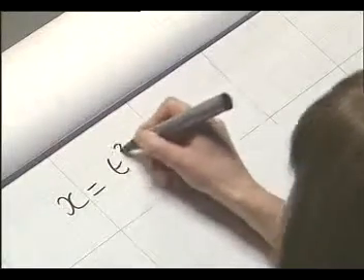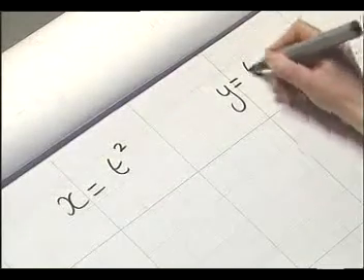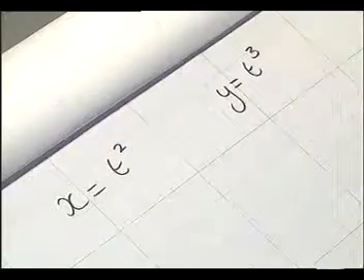Sometimes it's necessary to differentiate a second time, and we can do this with our parametric equations. Let's have a look at a fairly straightforward example: x equals t squared and y equals t cubed. What we're going to do is differentiate using the chain rule as we've done before, and then apply the chain rule a second time to find d2y by dx squared.